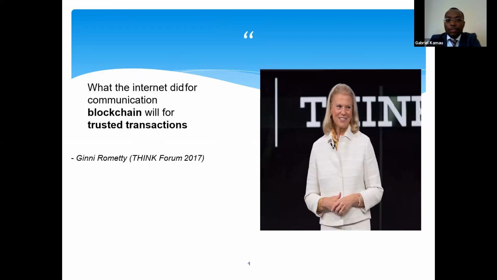Now blockchain, we are looking forward that it will also solve the problem of trusted transactions. Because in the health sector, we deal with very sensitive data records, and trust is a major concern. So we are looking forward to the blockchain being used for trusted transactions. That is something that was said by Jean Romty in 2017.